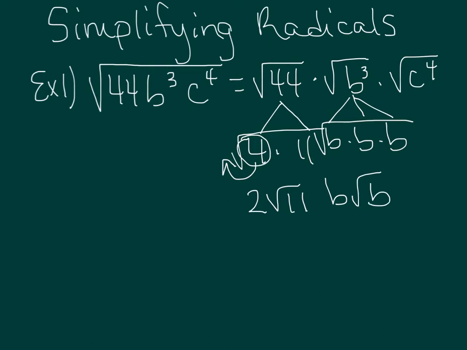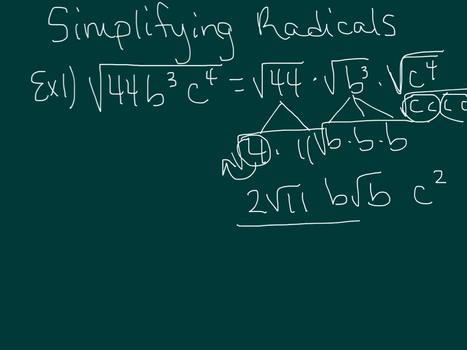And then I could do the same thing with c to the 4th, which is 4 different c's underneath the radical, and you'll see here I have a c squared here and a c squared here, so technically 2 c's are coming out, which would be c squared on the outside, and there is no radical because the square root of c to the 4th is c squared.